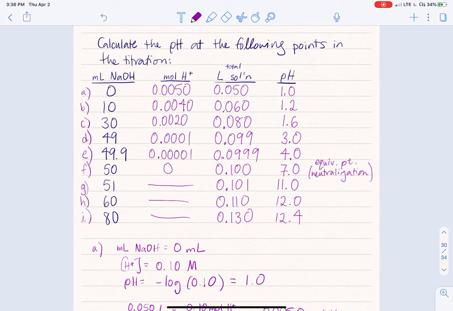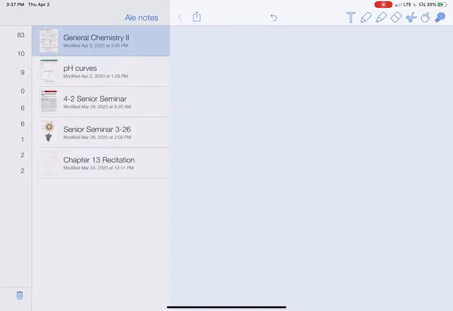So now we're going to take all of the data that we generated for that strong acid, strong base calculation and plot it in what's called a pH curve. What we plot in a pH curve is the pH on the y-axis as it changes over the course of the titration. The x-axis is going to have the volume of sodium hydroxide that we're adding to the solution. So I'm going to show you how I did this.